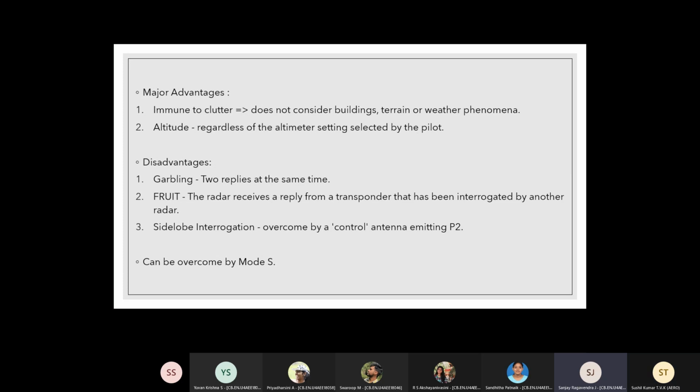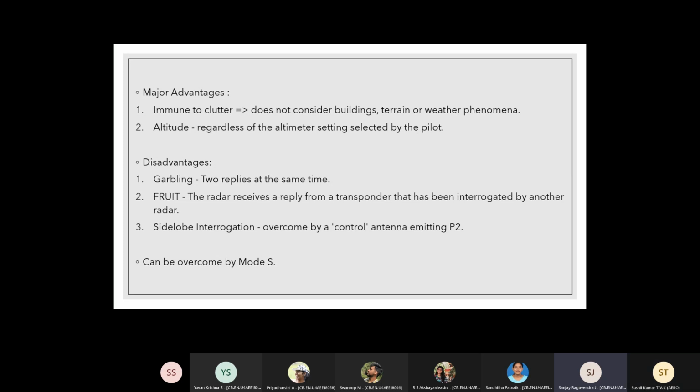The third disadvantage is of side lobe interrogation. Side lobe interrogation happens when aircraft are present at the side lobes of the ground antenna. If there is an aircraft at the side lobes, the radar will falsely detect the target in the direction of the antenna. This is generally overcome by using a control antenna which emits a P2 pulse. How this works is that the P2 pulse in normal settings is lesser than the P1 and P3 pulses. If the P2 pulse is greater than the P1 and P3 pulses, that implies that it came from the side lobe, so the transponder does not reply.